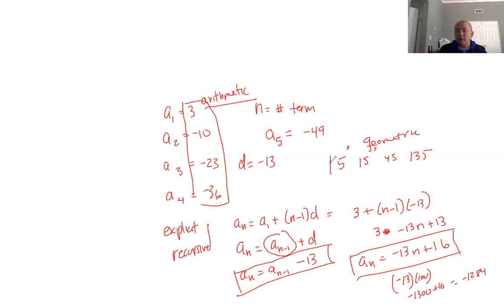Now, what if we had a geometric sequence? Something like this. Let me clear this here. If we had a geometric sequence of 5, 15, 45, and then 135. That means the ratio is 3, correct? Because you're multiplying by 3 to get to each number.